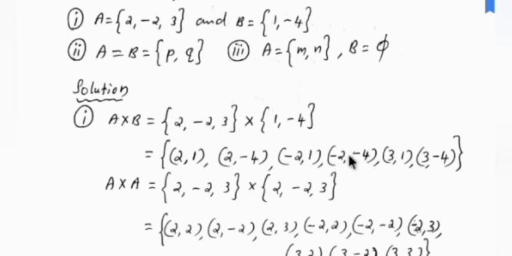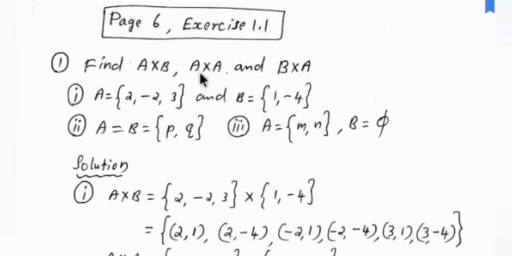Then third one and first one, (3, 1). Then third one and second one, (3, -4). This is the set A cross B. This set is nothing but the set of these ordered pairs. Then find out A cross A.